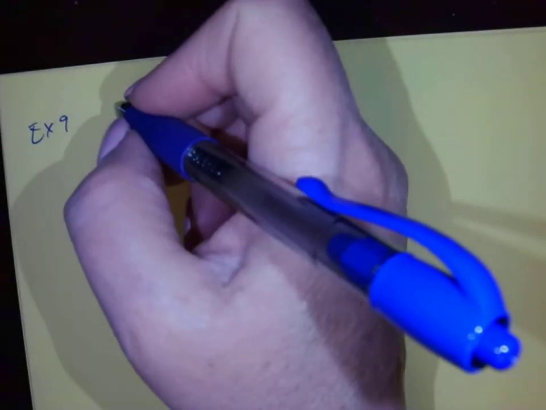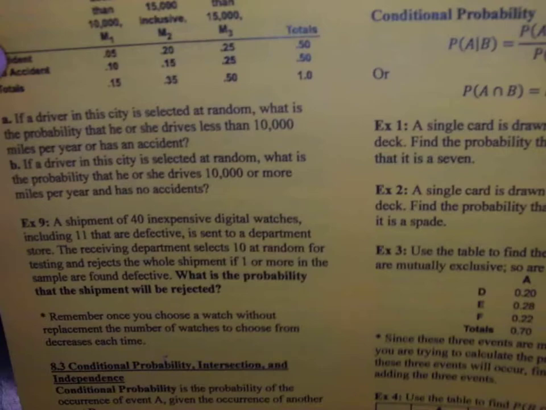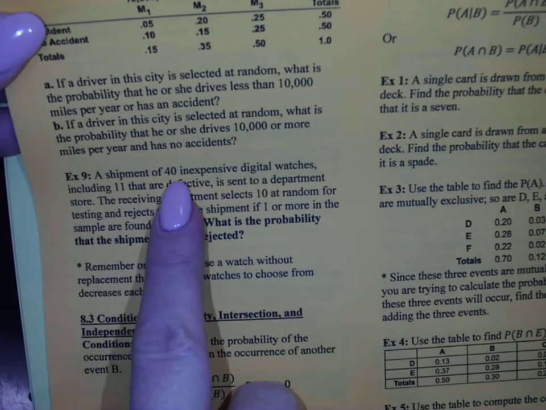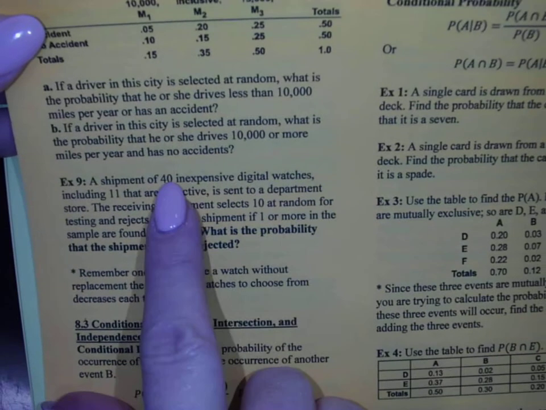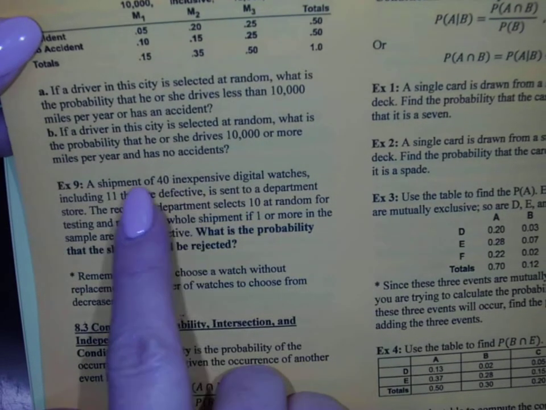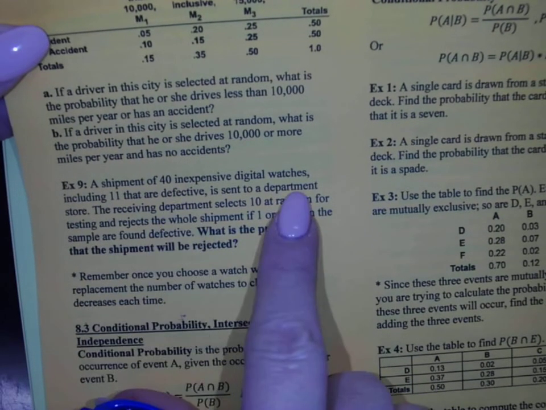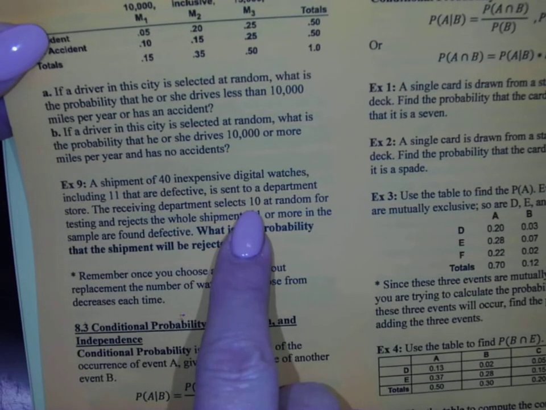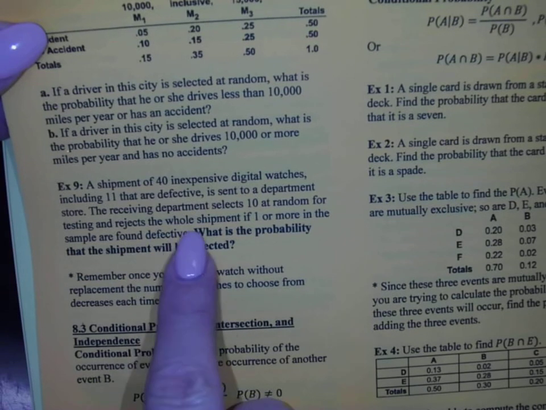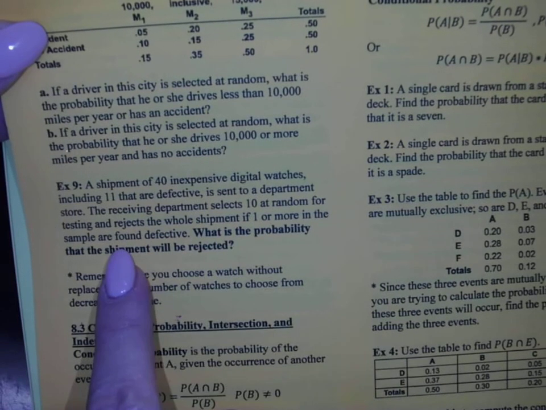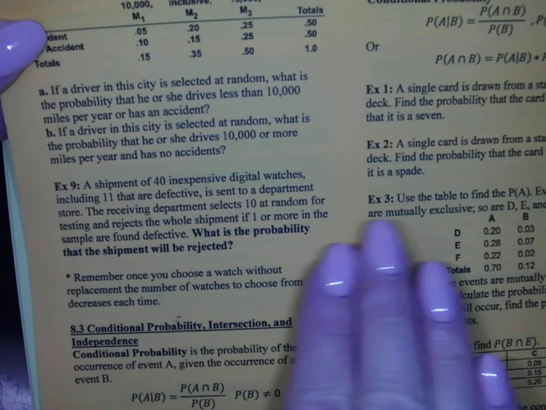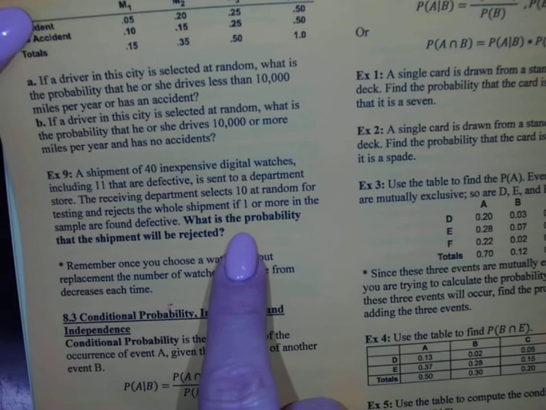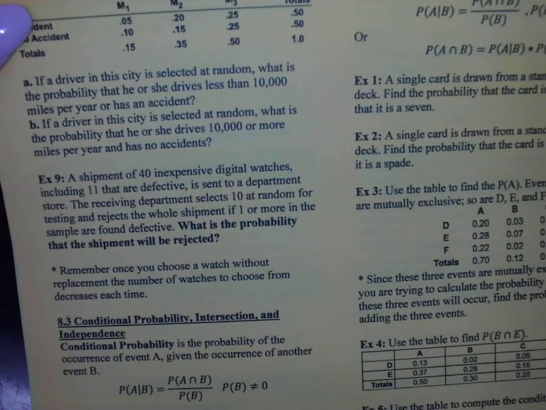All right, so we are looking at a couple of things here. Let's look at the question one more time. A shipment of 40 inexpensive digital watches, that means we have a total of 40, including 11 that are defective, is sent to a department store, and the receiving department selects 10 at random for testing and rejects the whole shipment if one or more in the sample are found defective. So once they find a defective one, they reject it. We want to know the probability that it's going to be rejected.